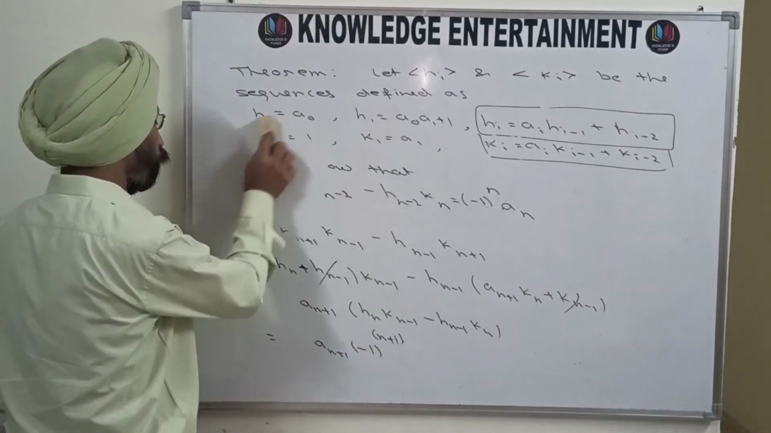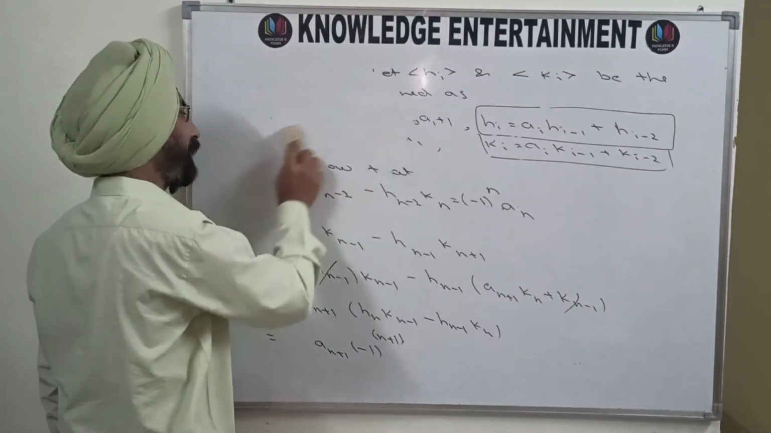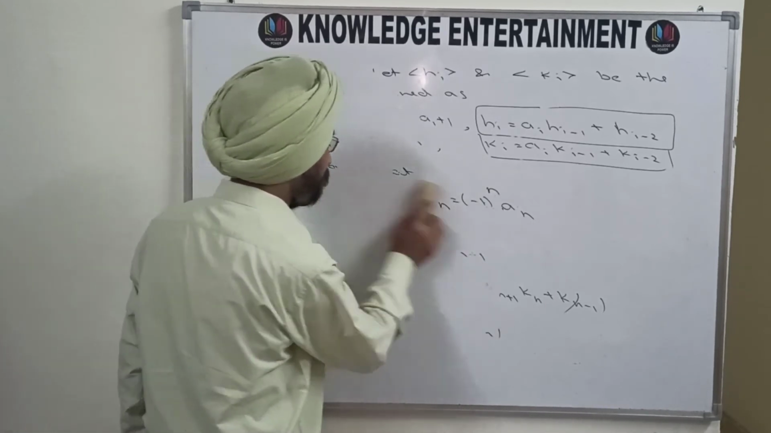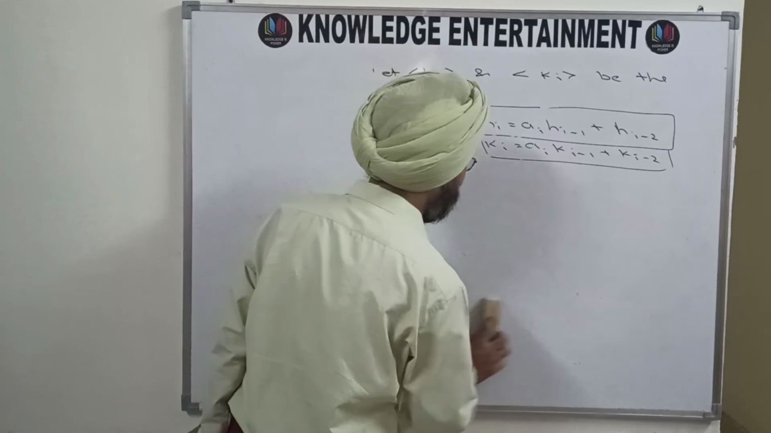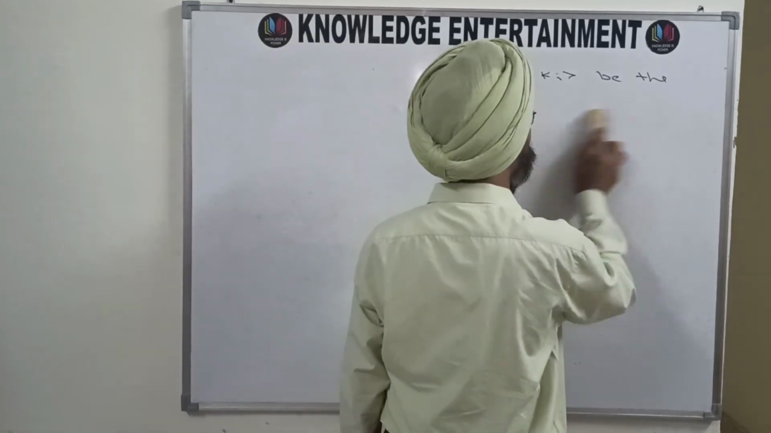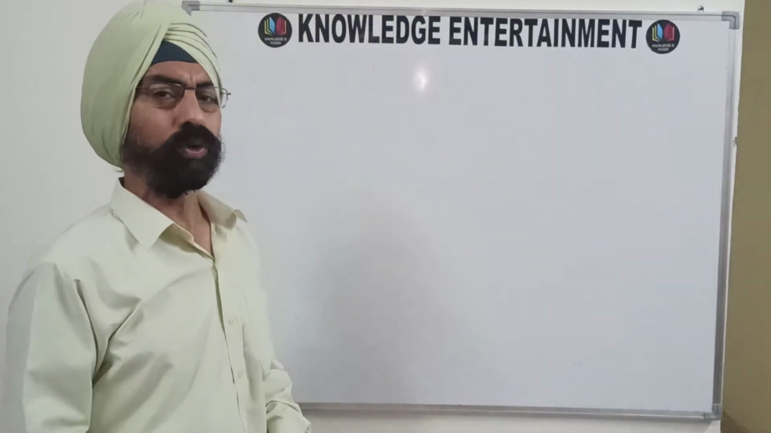So we have proved two very important identities related to the two sequences defined as h_n and k_n. These results may be used in future questions, future lemmas, future theorems, but here we have just proved these two theorems.